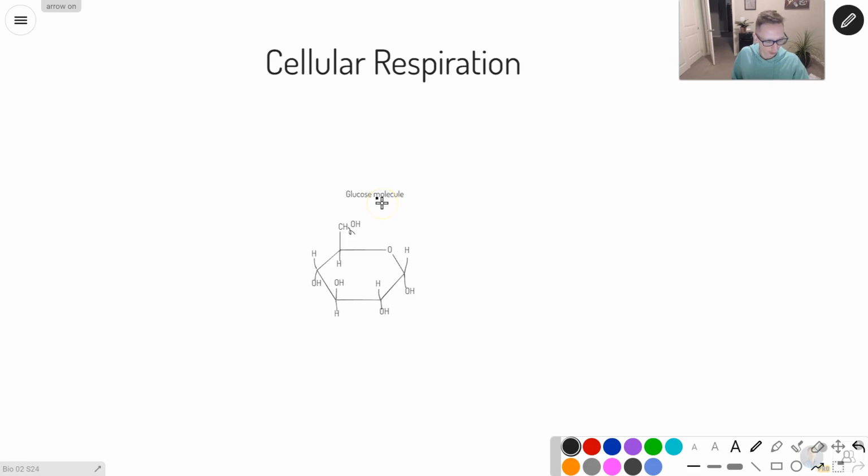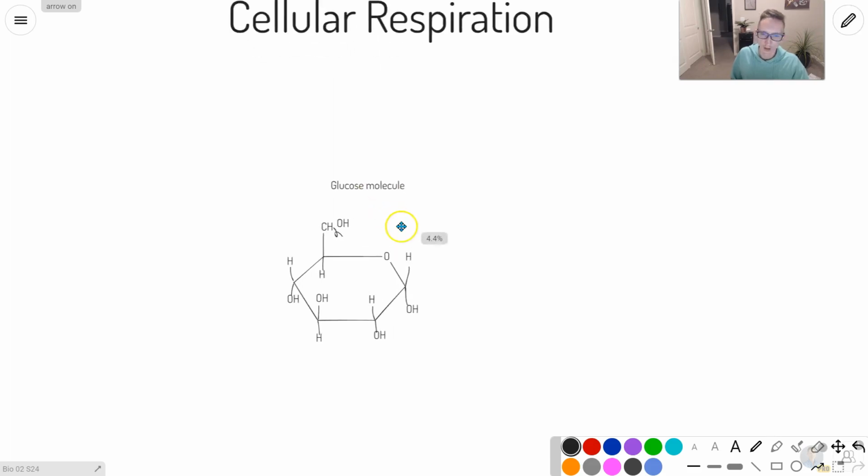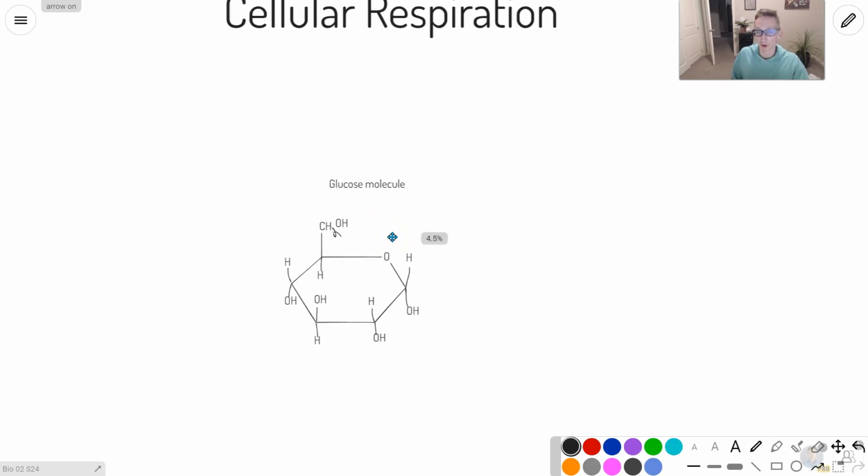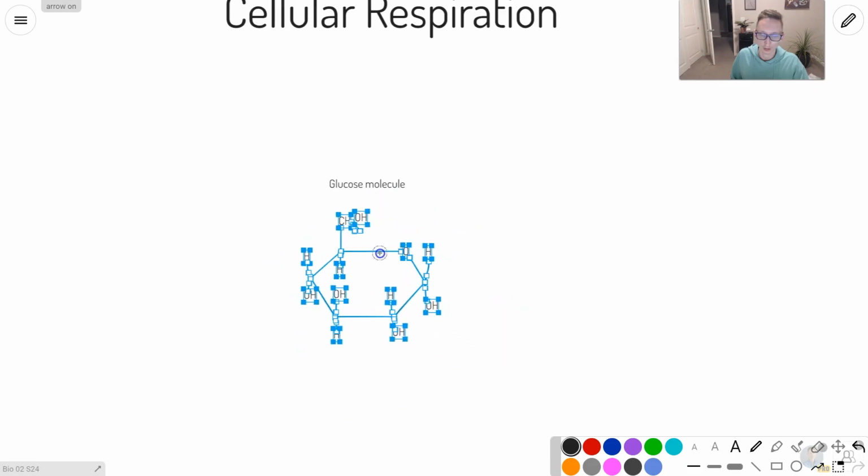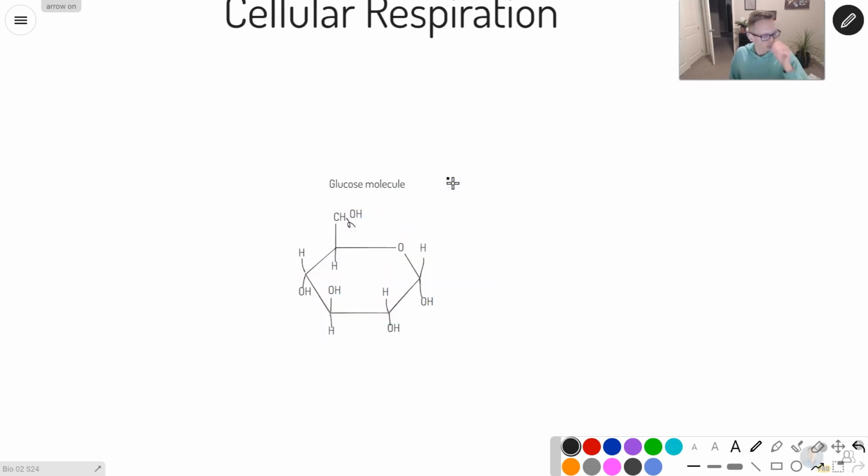Well, we got a little friend here, our glucose molecule. You might remember this. This is a carbohydrate, a sugar. It's a simple sugar, right? We got our glucose molecule. All right. Well, how do we get energy out of things?